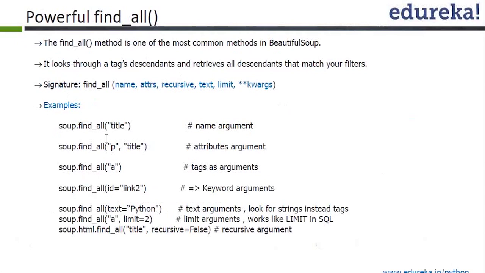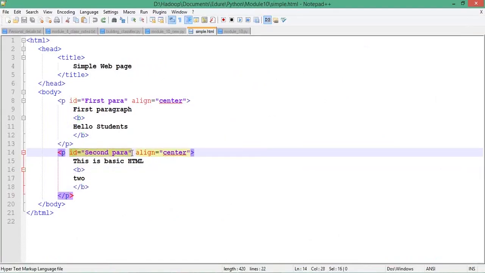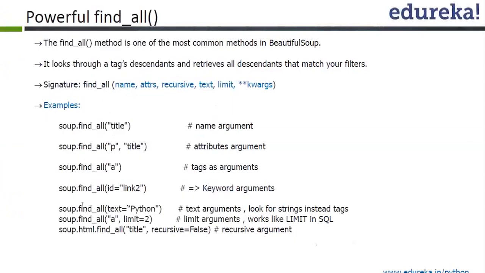So, the signature: you have soup.find_all('title'). You can pass a name argument. You can pass P, title. You can pass multiple arguments, attributes arguments. It takes tags as an argument, and keyword arguments, like id equal to link2. Here, id equal to second. I can pass this as an argument. You say text equal to Python; the text argument looks for strings instead of tags, right?